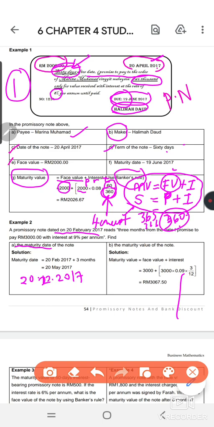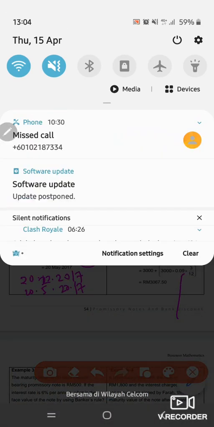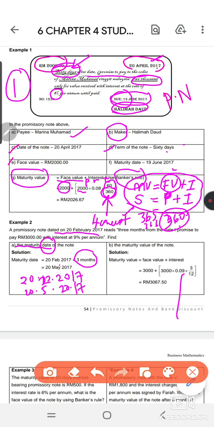So 20 February dia kata 3 months, so plus 3 month. So bulan 2 3 4 5. So dia akan jadi 20 May 2017. So dia ni tengok betul-betul lah, dia ni adalah maturity date. Okay, next is maturity value.